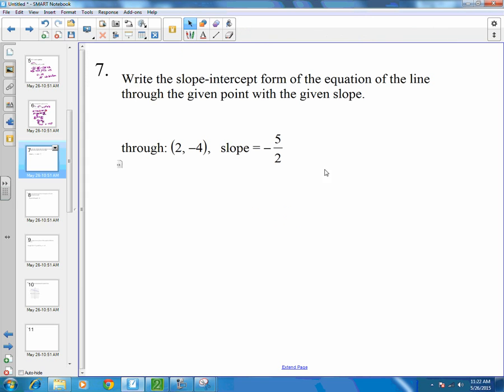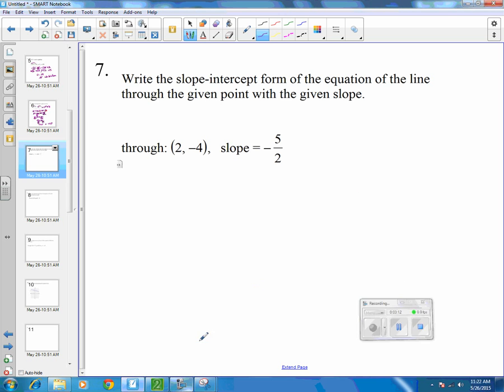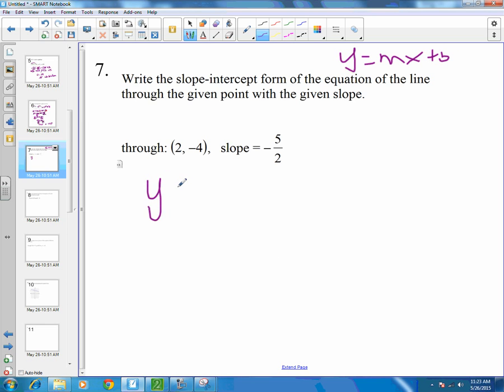7 says, write the slope-intercept form of the equation of the line through the given point with the given slope. So we need to get it into slope-intercept, which is y equals mx plus b. But in order to get it there, they gave us a point and a slope. So we're going to use our point-slope form, which is the y2 minus y1. I like to just put a blank, equals your slope times x minus x2, or blank.